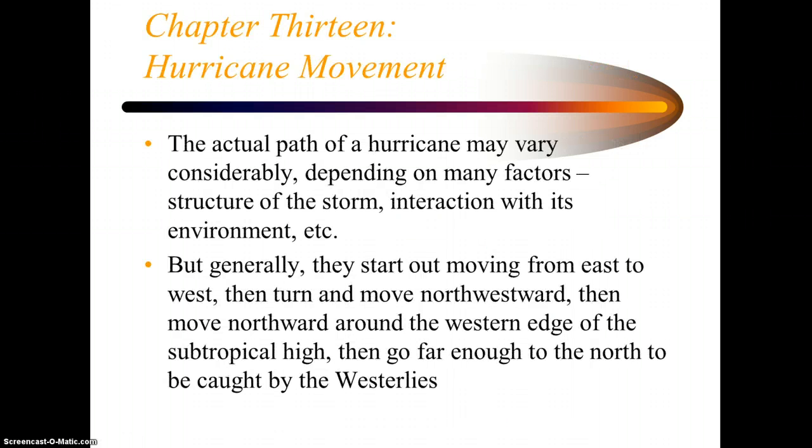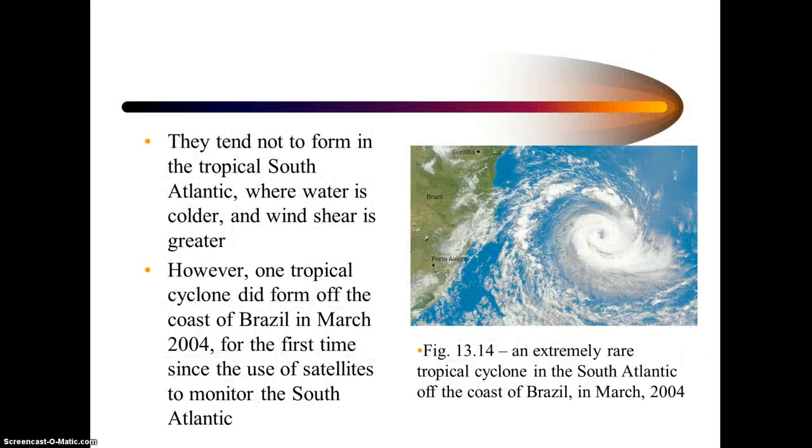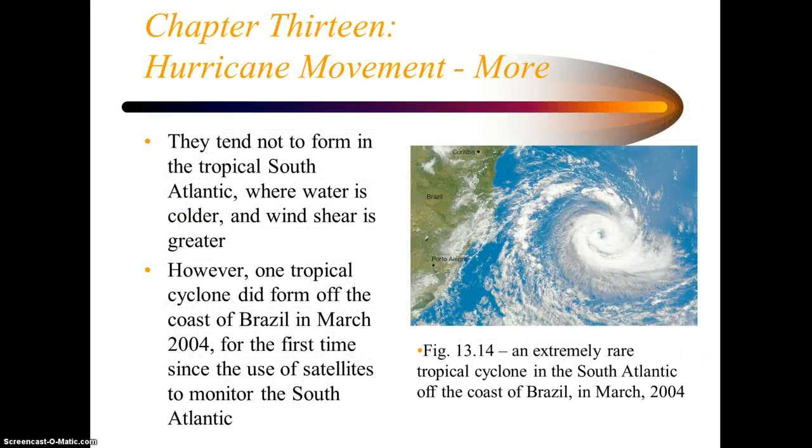The actual path of a hurricane may vary quite a lot depending on a whole lot of factors: the structure of the storm, interaction with its environment, all kinds of things. But generally, they start out moving from east to west, and then they turn to move more northwestward, then move northward around the western edge of the subtropical high pressure system, and then go far enough to the north to be caught up by the westerlies. That's a general pattern of movement of hurricanes in the western North Atlantic.